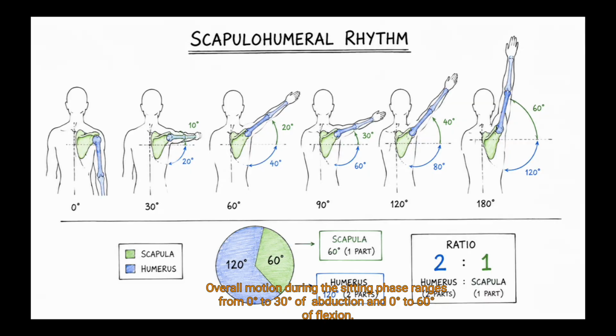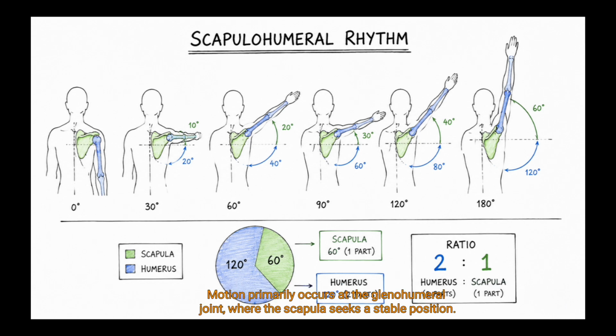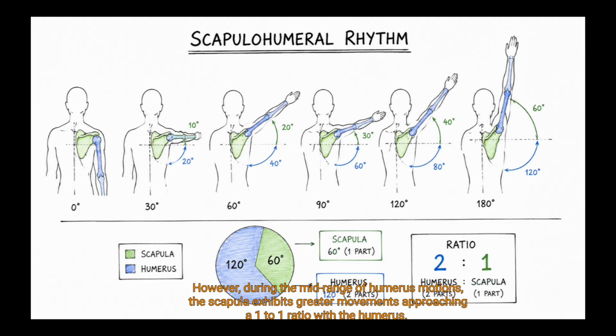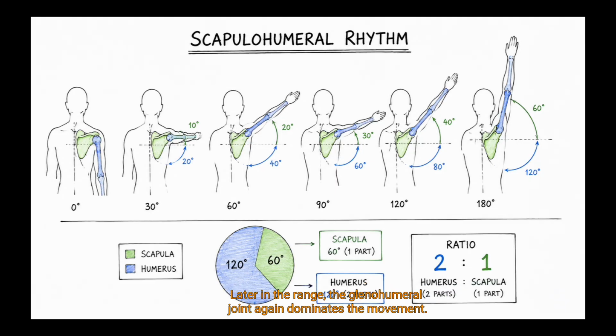Overall motion during the setting phase, 0 to 30 degrees abduction, 0 to 60 degrees flexion. Motion is primarily at the glenohumeral joint, where the scapula seeks a stable position. But during the mid-range of humeral motion, the scapula has greater motion, approaching 1:1 with the humerus. Later in the range, the glenohumeral joint again dominates the motion.